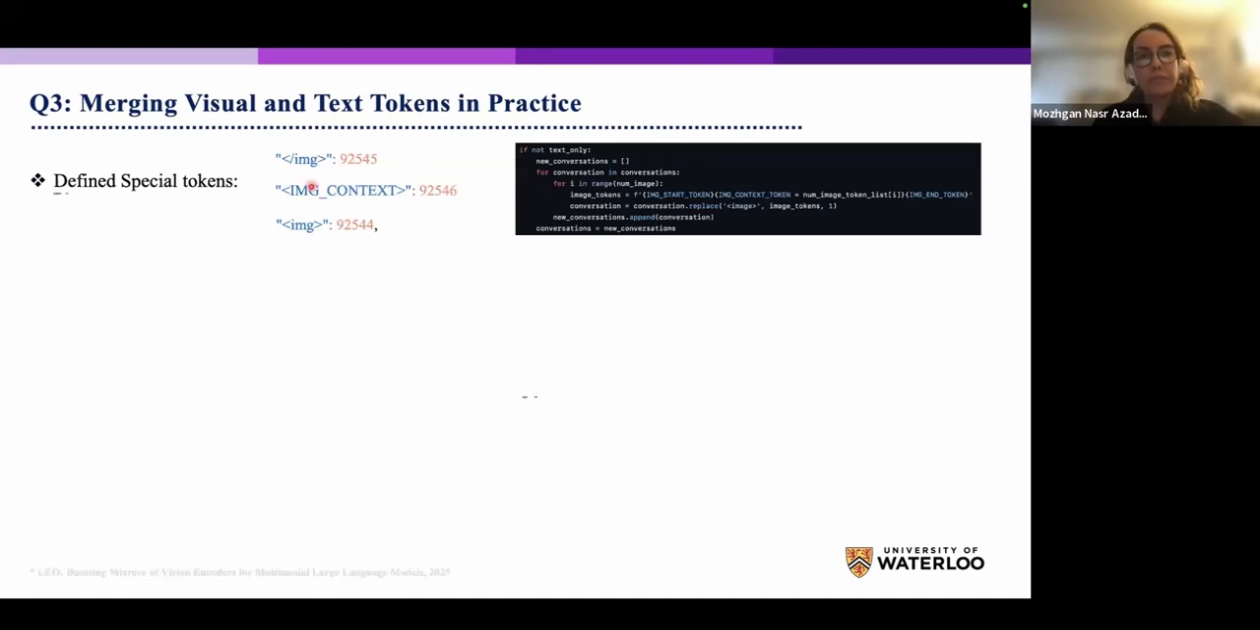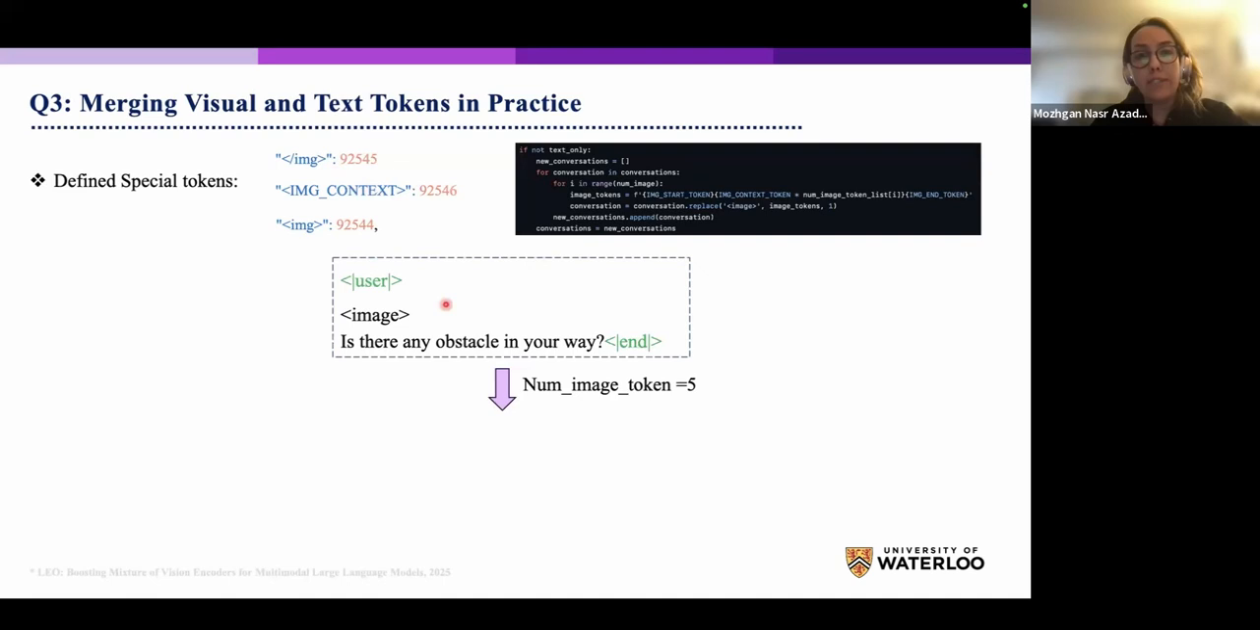So now we see that in the case of Leo, we have 3 specialized tokens, which the LLM is fine-tuned to learn. This one is for the start of the image. This is the image context, which is the values within the image. And this is the end of the image token. And these are its corresponding token IDs.